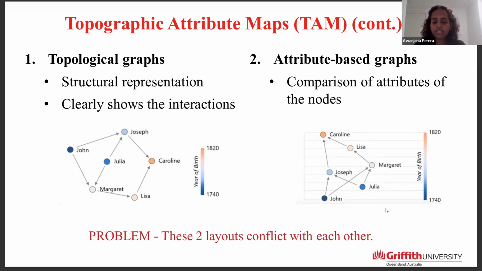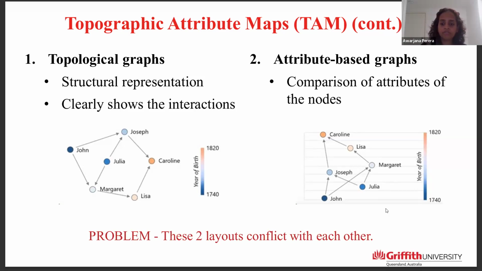So if we look at these two graphs, the graphs show the representation of the same data set. So the nodes here represent different people, and their attribute is their years of birth. So when we look at this first graph, we can see a clear layout. Nothing is overlapped, and we can clearly see which person is related to which person. And if we look at the second graph, it's the same data set, but if we look at the layout, we can clearly see how the nodes are placed based on their color.